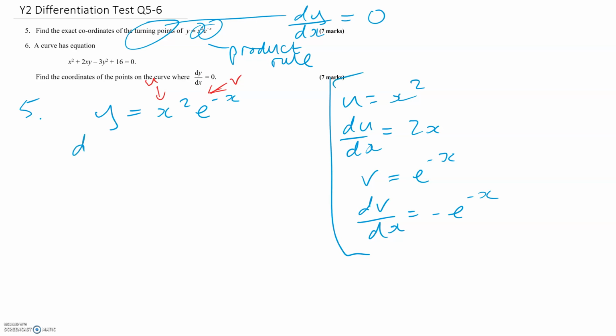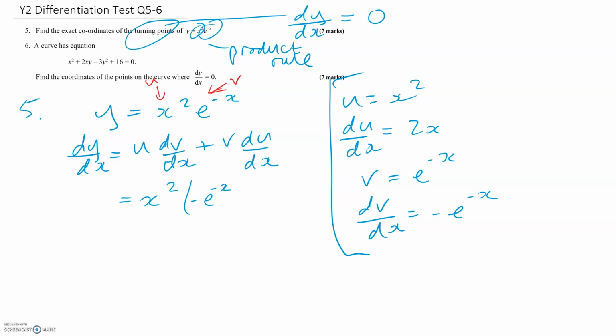So now we can use the product rule, which is u dv by dx plus v du by dx. Stick all the values in, and that's x squared times by dv by dx, which is minus e to the minus x, plus v, which is e to the minus x, times du by dx, which is 2x. So if we just tidy all that up a bit, actually we could probably just factorize that maybe. Now let's just expand it.